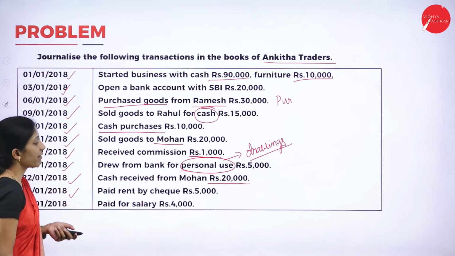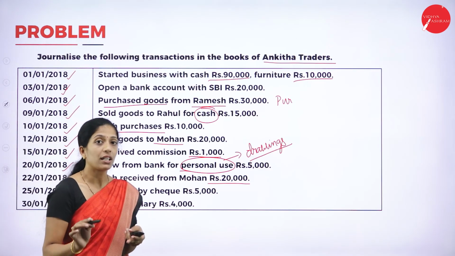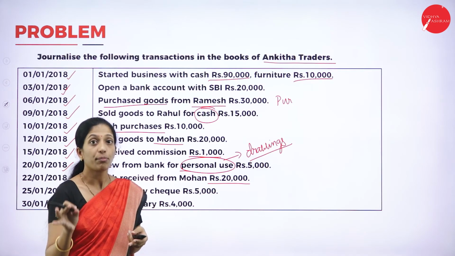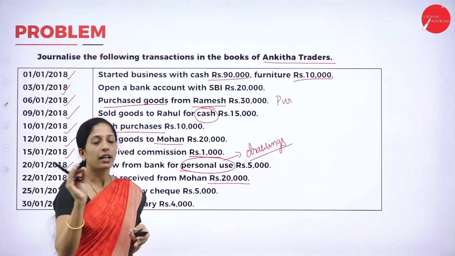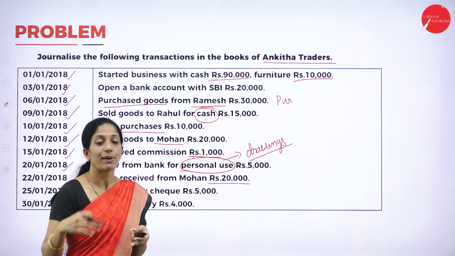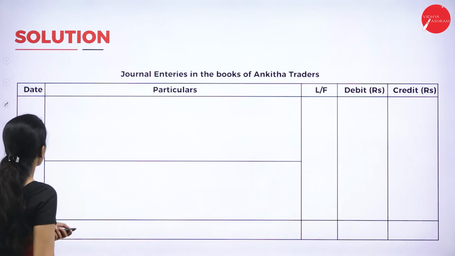25th. Paid rent by check. Now rent has been paid, but through what? Check. So what is the entry? Rent account debit, because debit all expenses and losses. So rent is an expense. Rent account debit to, by what is it being paid, not by cash, by check. So to bank account. How much? 5,000.